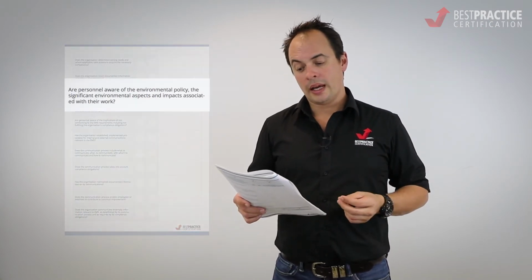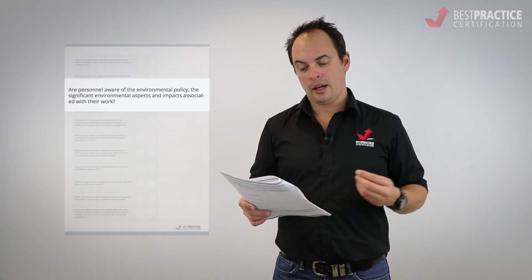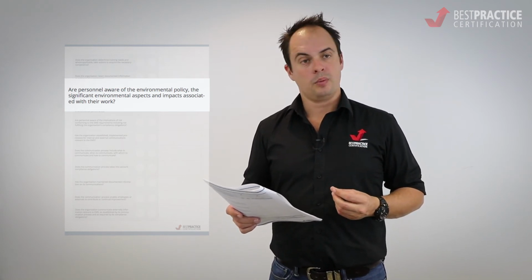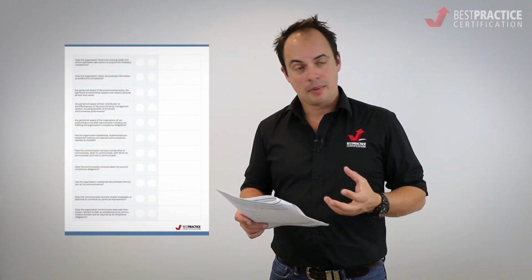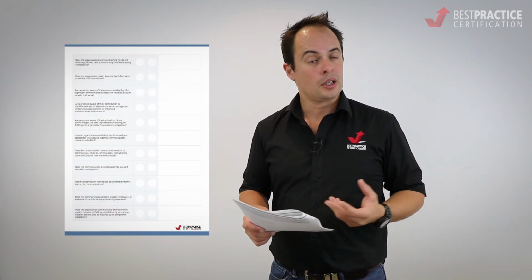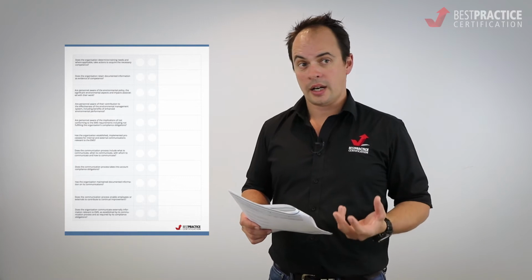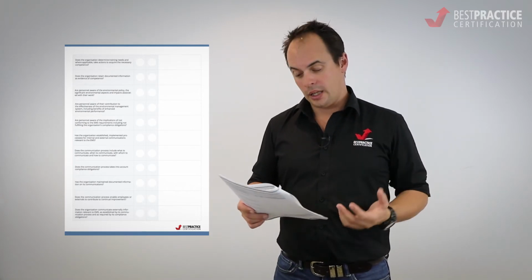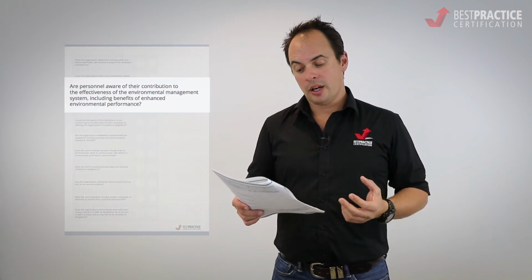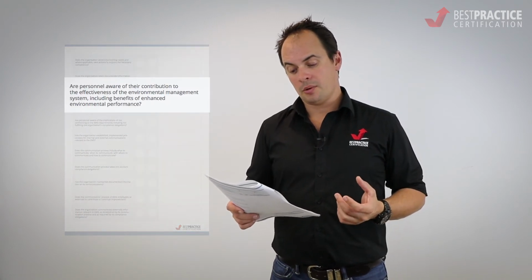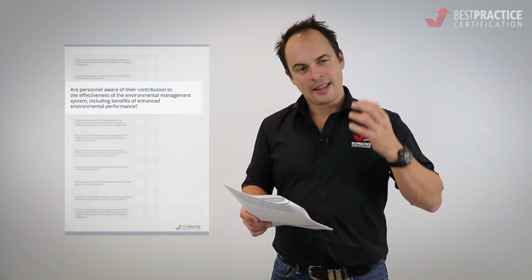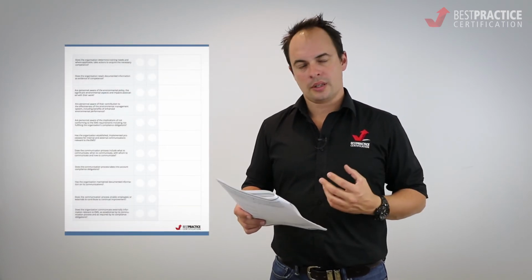Are personnel aware of the environmental policy, the significant environmental aspects and impacts associated with their work? And that's maybe a course that you could develop internally called environmental awareness training, where people can get an understanding of what their environmental obligations are and what they need to achieve. Are personnel aware of their contribution to the effectiveness of the environmental management system, including benefits of enhanced environmental performance? And that's all the benefits of being a good corporate citizen and communicating that to your staff.